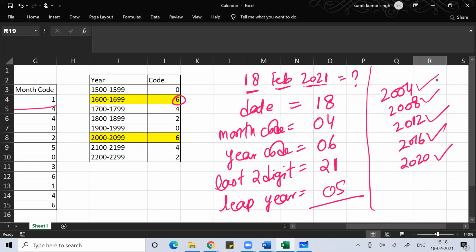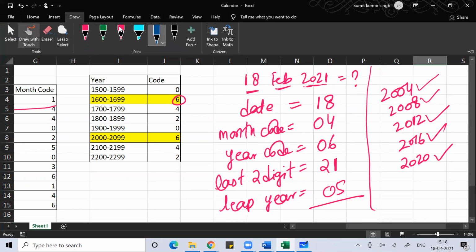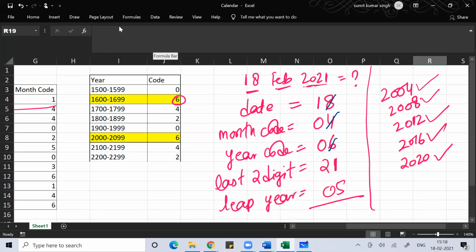So you do the sum of these: 18, 4 makes 22, plus 6 is 28, plus 21 is 49, plus 5 is 54. So you get the value 54. Whatever value you get, divide it by 7 and see the remainder. 54 divided by 7 gives remainder 5.